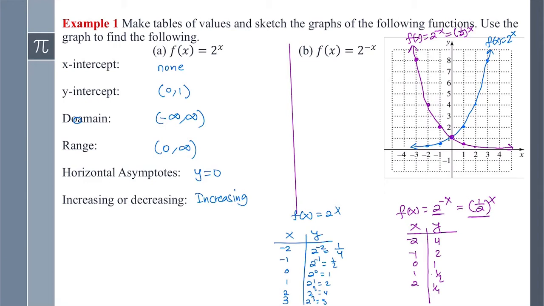Now, similarly, for the other function, there's again no x-intercept, so the x-intercept is none. The y-intercept is the same, so (0, 1). The domain, again, it is an exponential function, so we have all real numbers. Range, same thing, 0 to infinity. Horizontal asymptote, y equals 0.